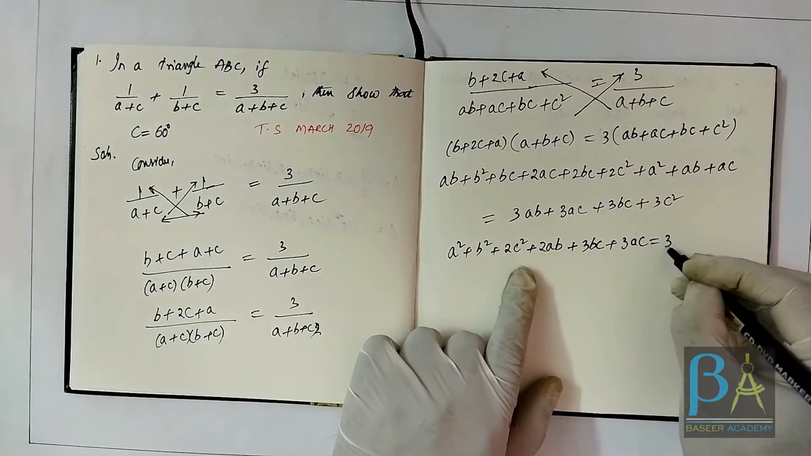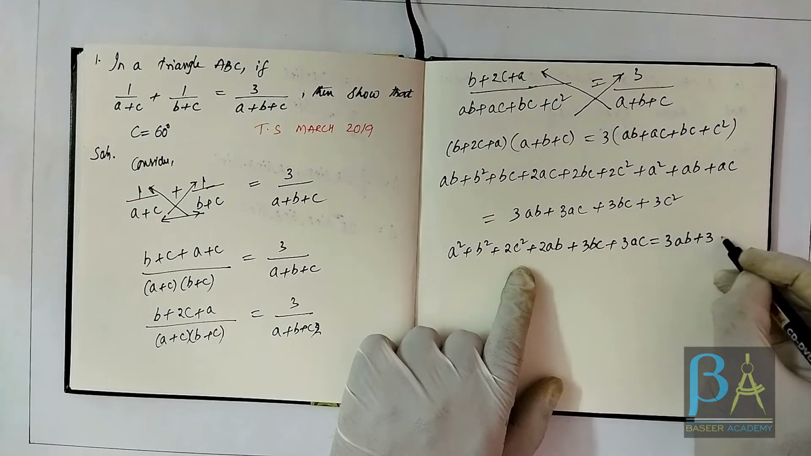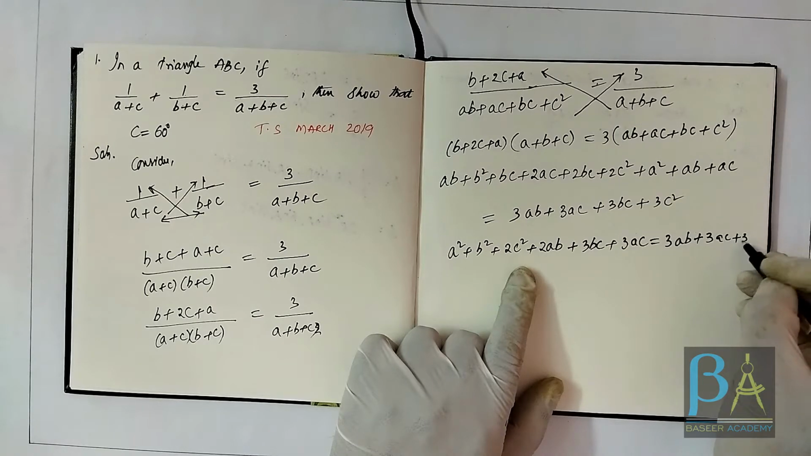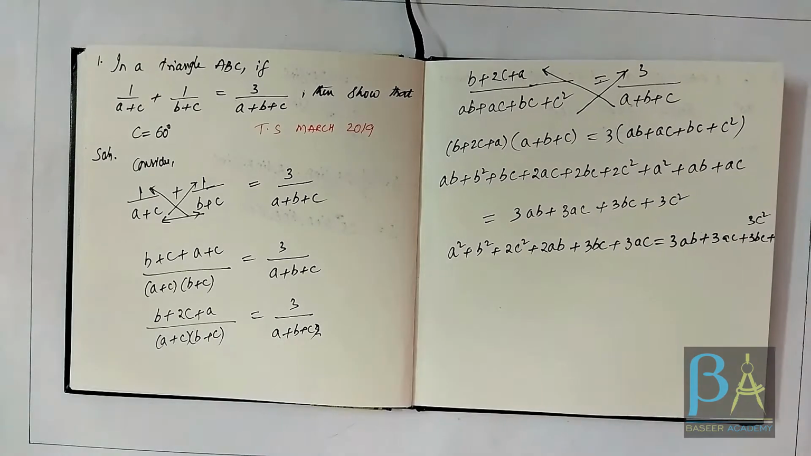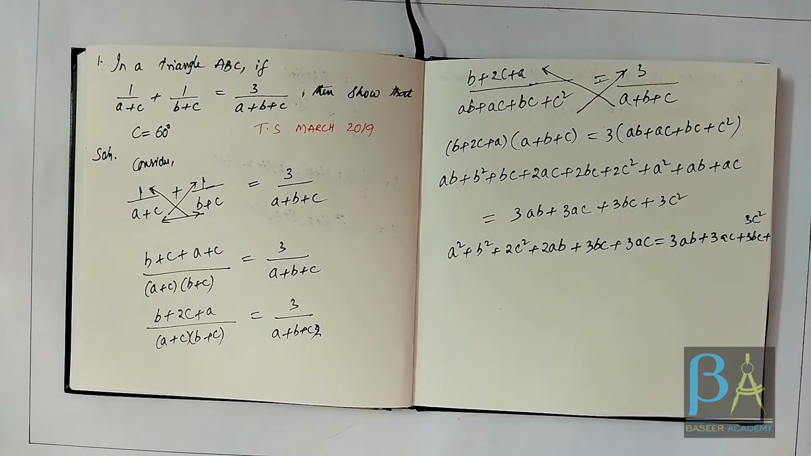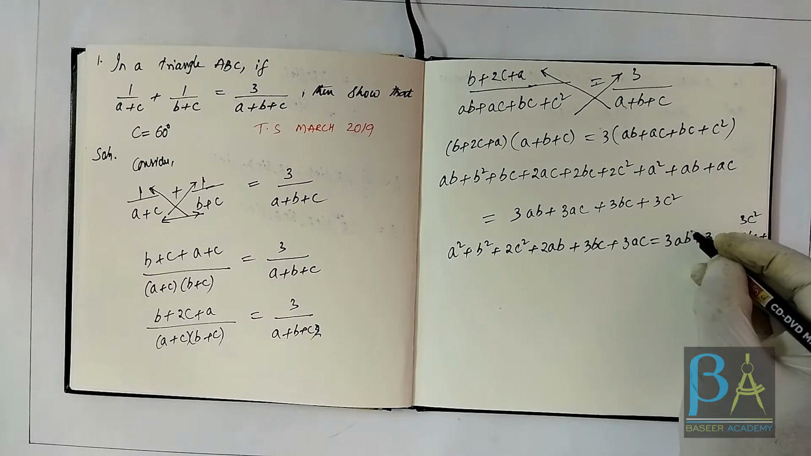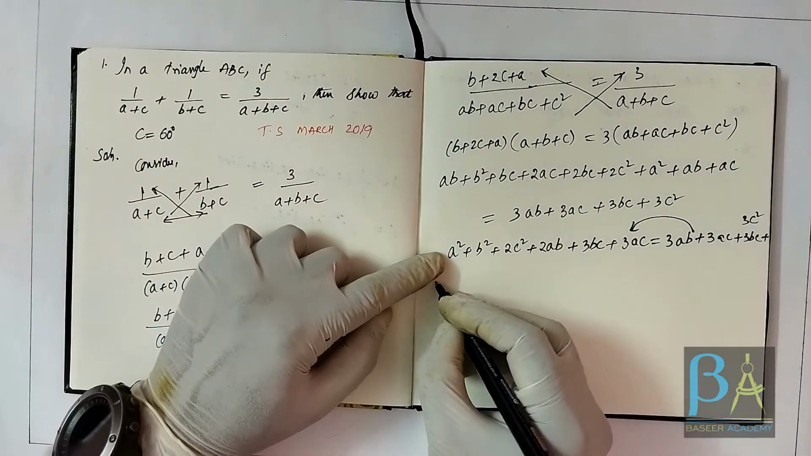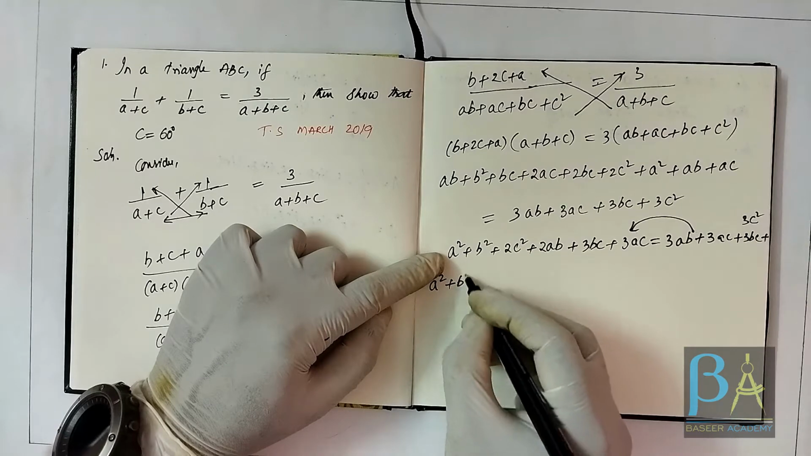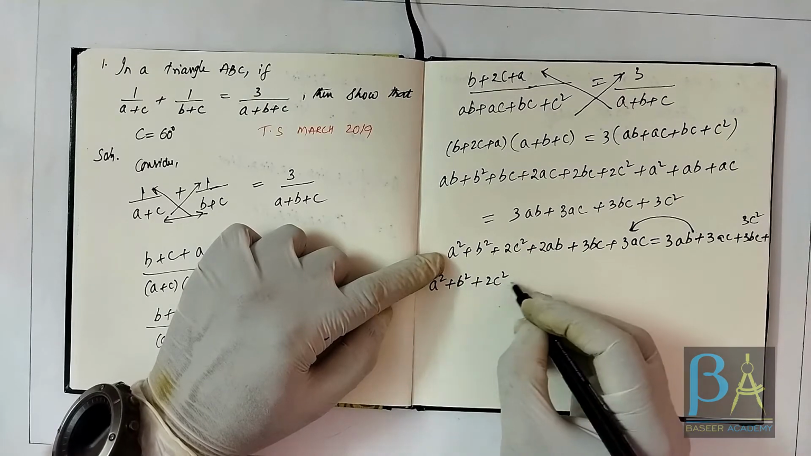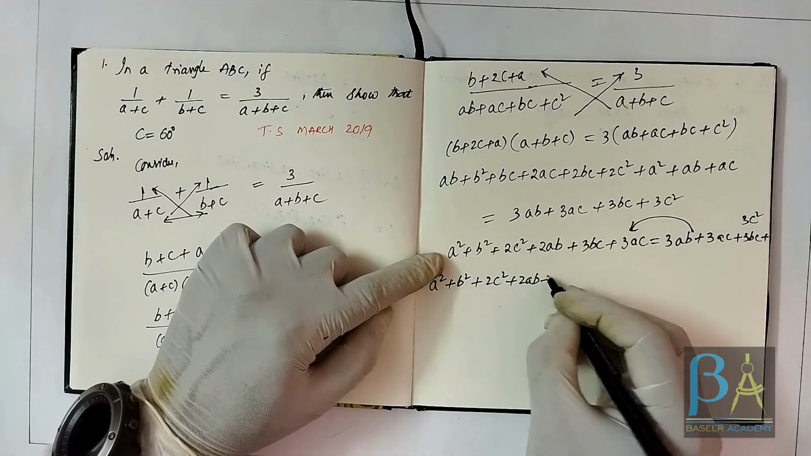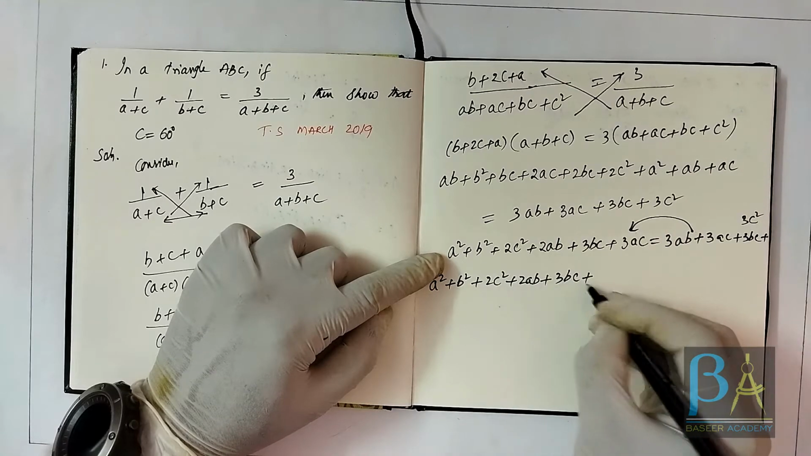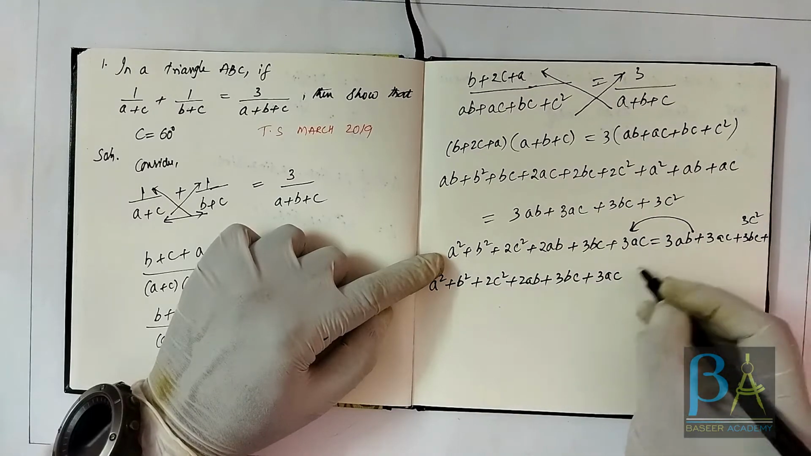Right hand side, let me write it as it is: 3AB plus 3AC plus 3BC plus 3C square. Now what happens? Let me transpose all of this to the left hand side and change their signs. So I'm going to write the left hand side as it is: A square plus B square plus 2C square plus 2AB plus 3BC plus 3AC plus 3AB.